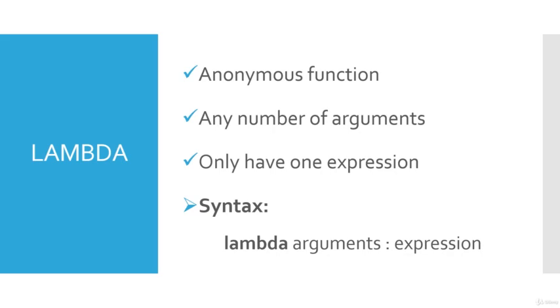A lambda function can take any number of arguments, but can only have one expression. The expression is executed, and the result is returned in one line. Let me show you how to create a lambda function in Python programming language.